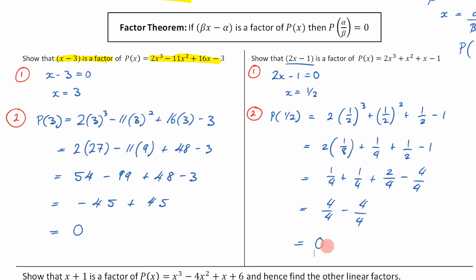So the fact that we're getting a remainder of 0 out is telling me that 2x minus 1 is a factor of p of x here. So that's really what we're doing here. So the remainder theorem, factor theorem, very, very similar. But with the factor theorem, when you are subbing in that value, you're getting 0 out.